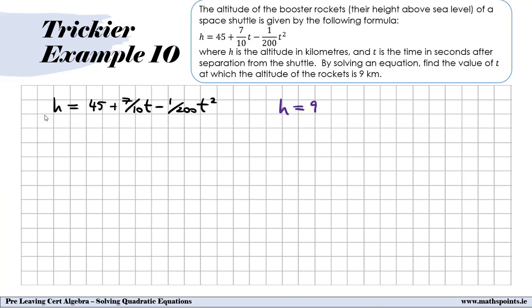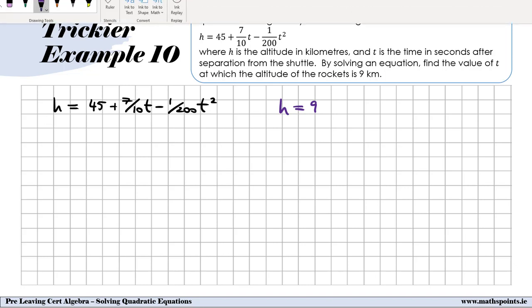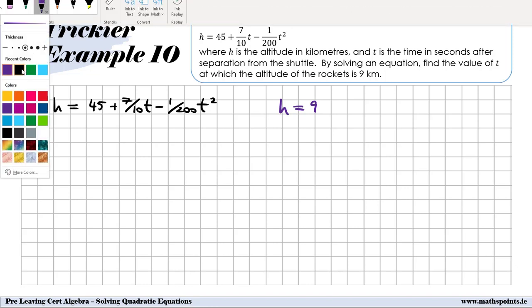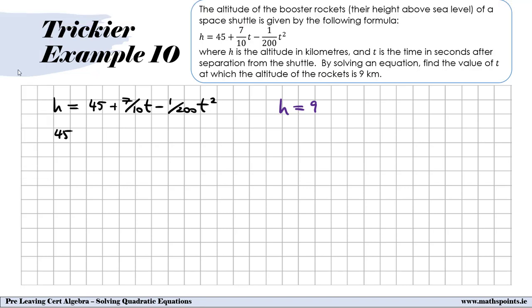And so what we're going to do is we're going to let this formula equal 9 and see can we solve a quadratic equation to find the value of t, the time. So I'm letting 45 plus 7/10 t minus 1/200 t squared equal 9. So I'm going to bring all the terms to the left hand side. So starting with the t squared term, I have minus 1/200 t squared. Then the t term is plus 7/10 t.